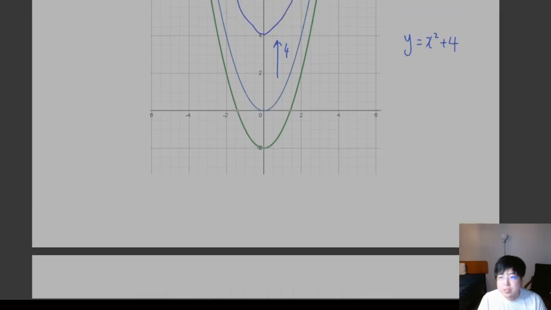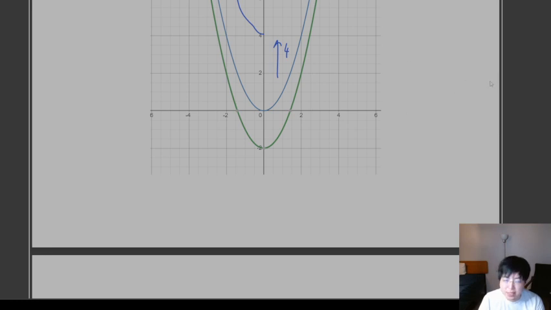So as a summary, if you subtract a number from x, it shifts to the right. If you add a number to x, it shifts to the left. If you add a number to the entire right hand side, then it shifts up. If you subtract a number from the right hand side of the equation, then it shifts down.